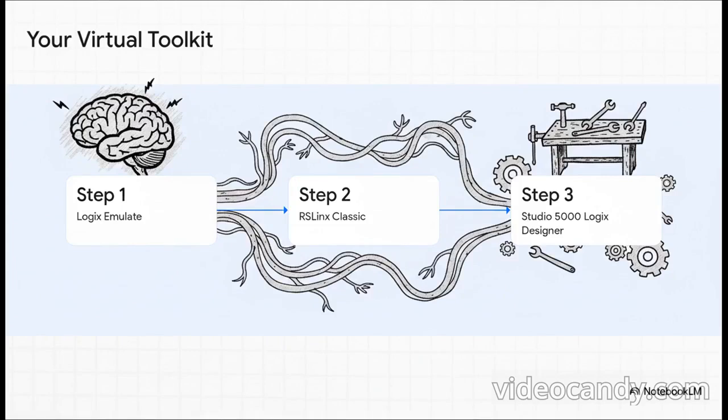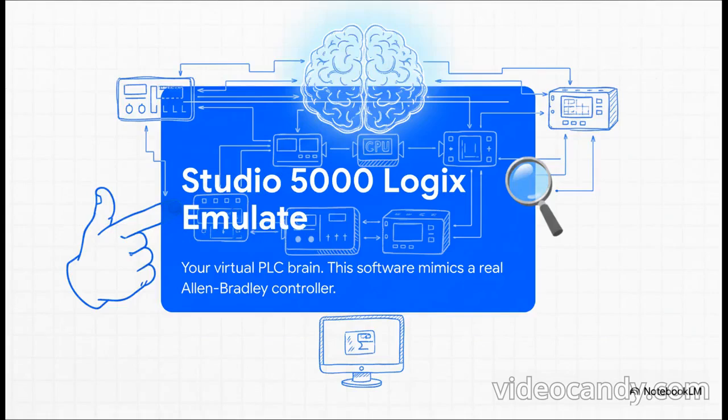Let's break down what each one actually does. First up is Logix Emulate. Now this is really the magic piece of the puzzle. It creates a virtual chassis on your computer where you can pop in a virtual CPU and virtual I/O modules, just like you would in a real-world control panel. It's the digital brain that's going to run all our code.